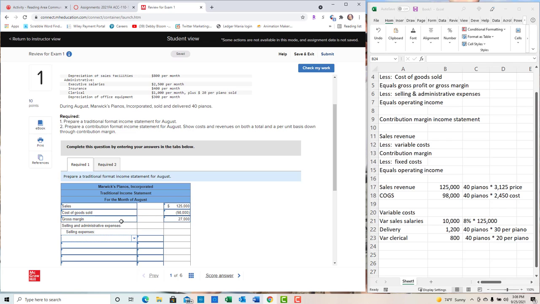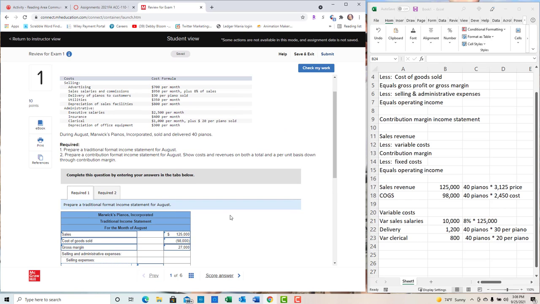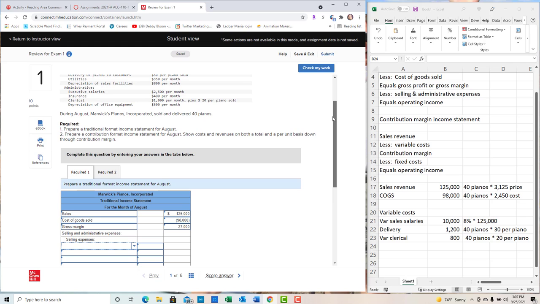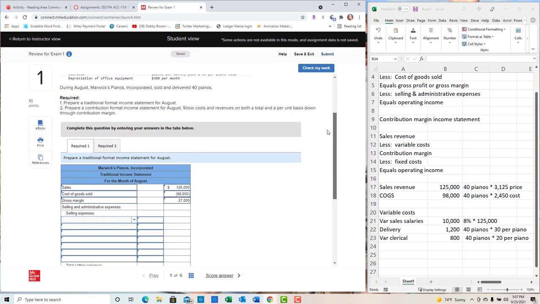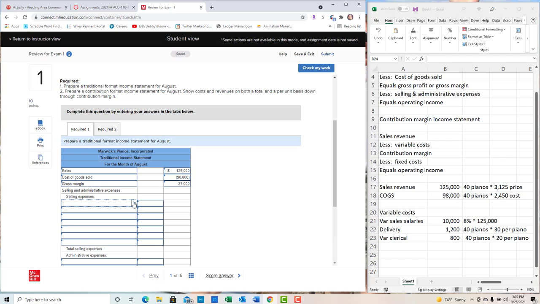Now, from our gross margin, we now subtract our selling and administrative expenses. So we're just going to list the selling expenses. The only one we really have to calculate right now is the sales salaries and commissions, because part of it was fixed and part of it was variable. The other ones are either fixed or variable, and we already calculated the variable delivery cost. So for our selling expenses, we had advertising of $700.